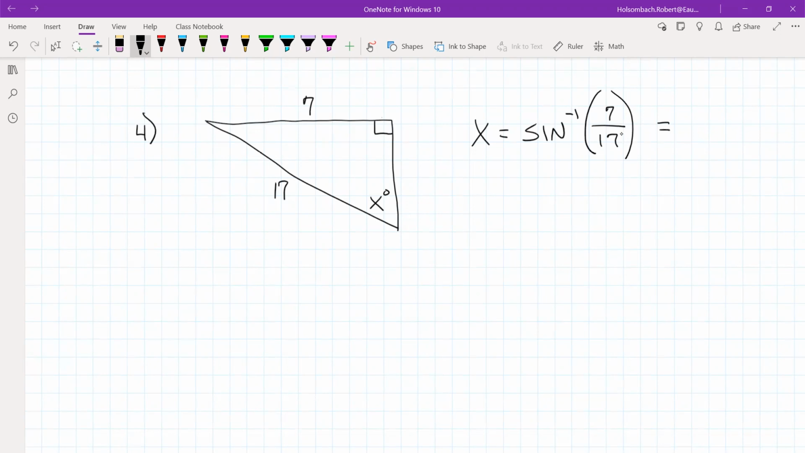So 7 over 17, second sine. 24.3 rounds to 24 degrees.